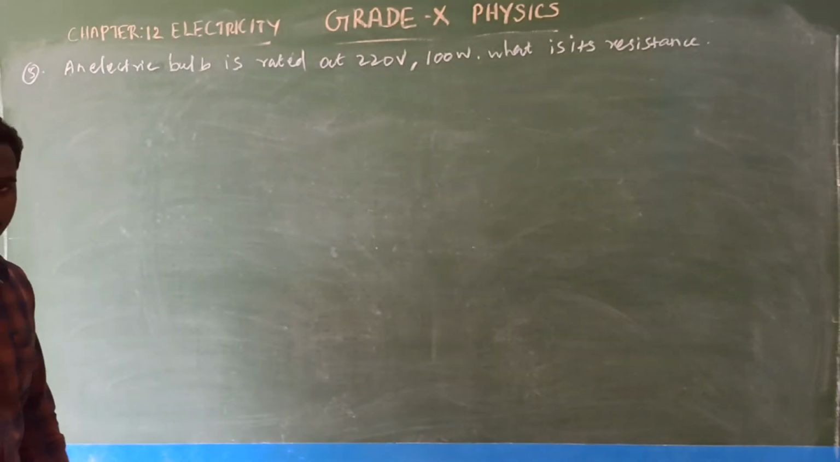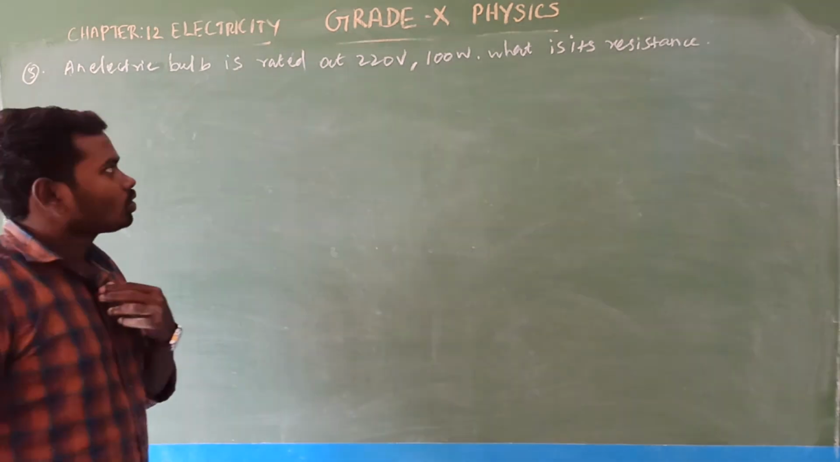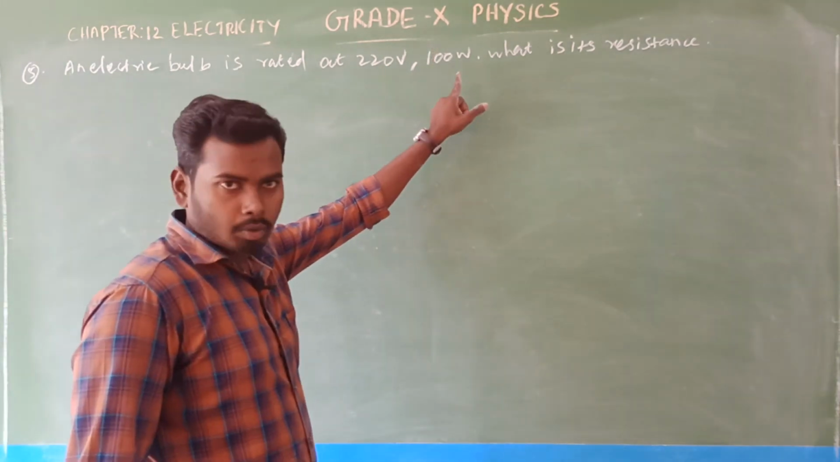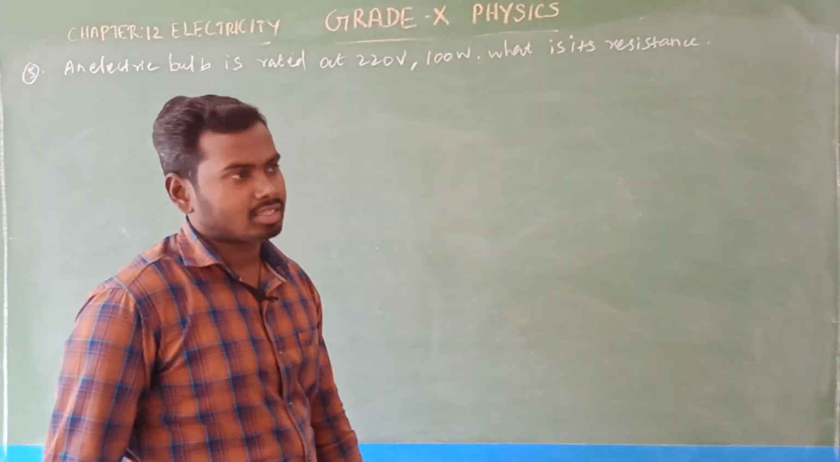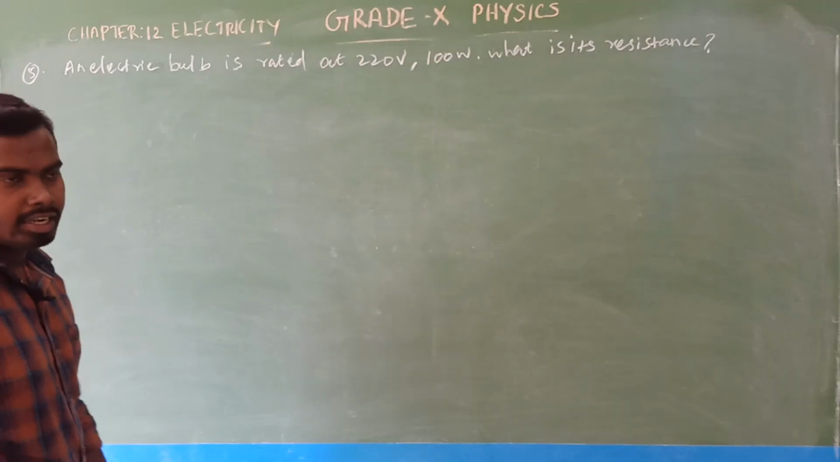This is based on electric power. Just look at here. An electric bulb is rated at 220 volt and the power rating is 100 watt, because watt is a unit of power. And what is its resistance?